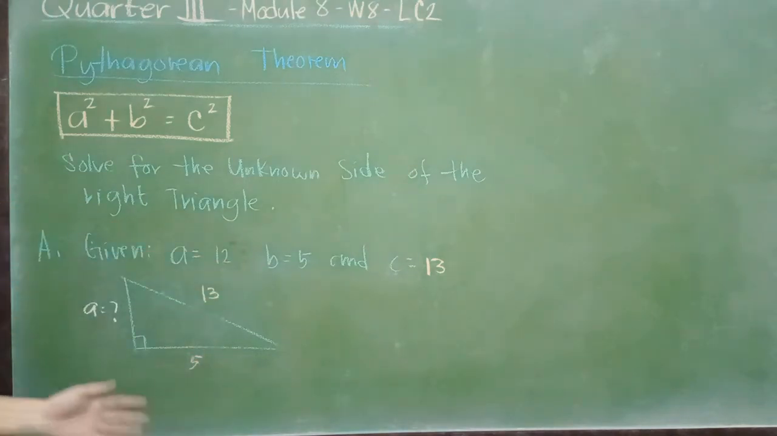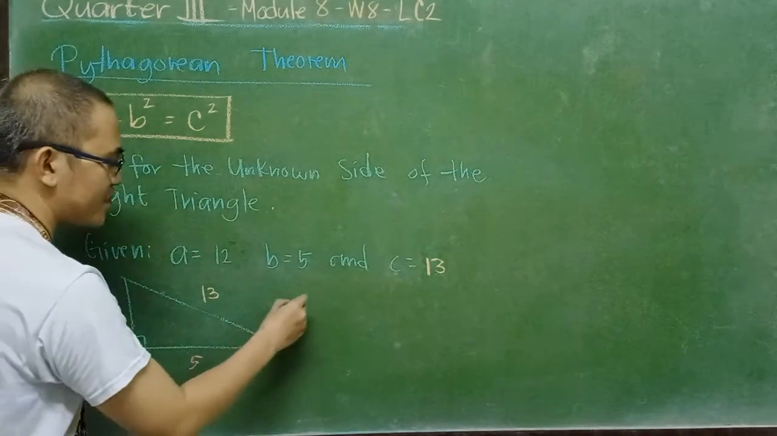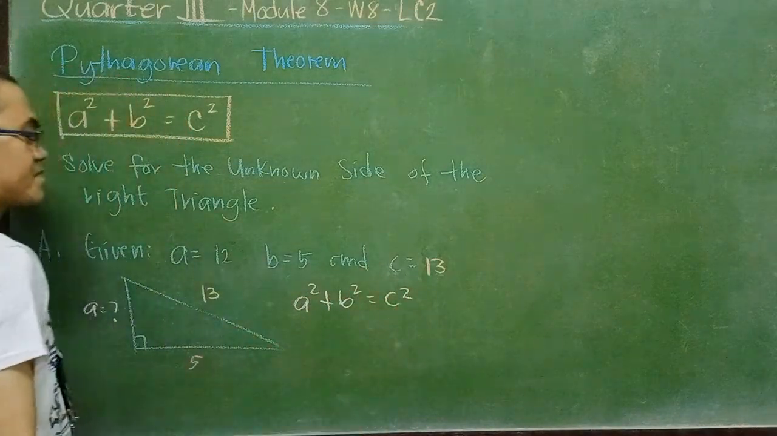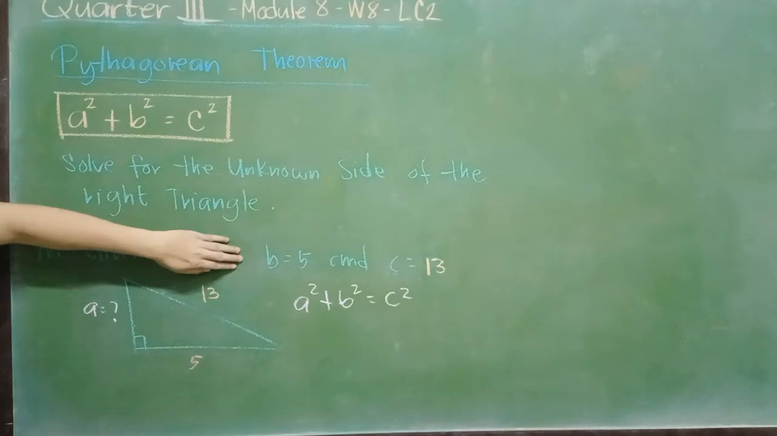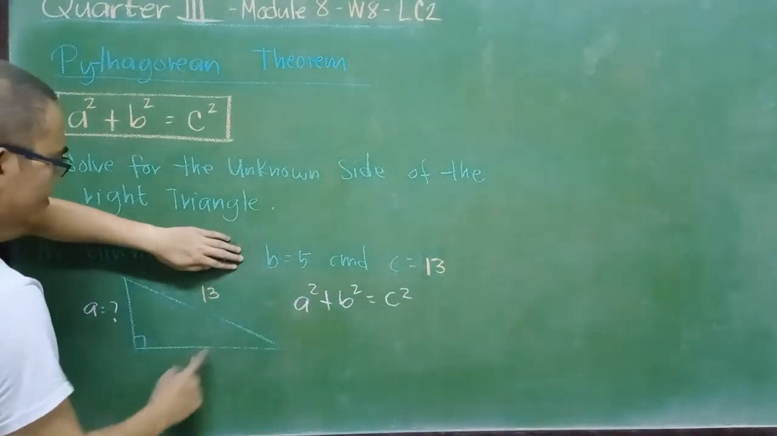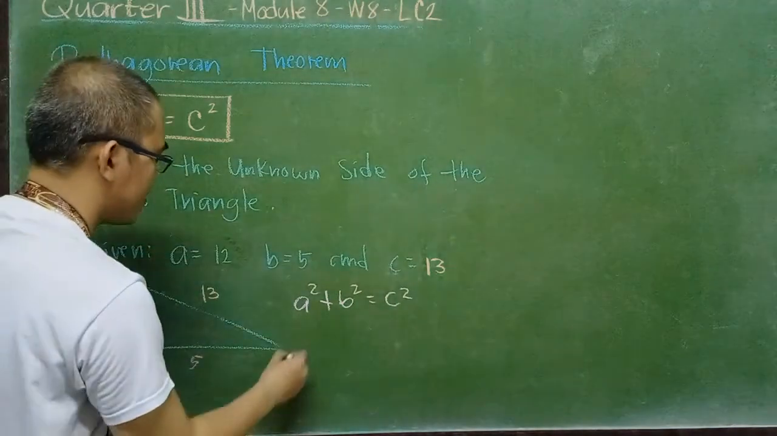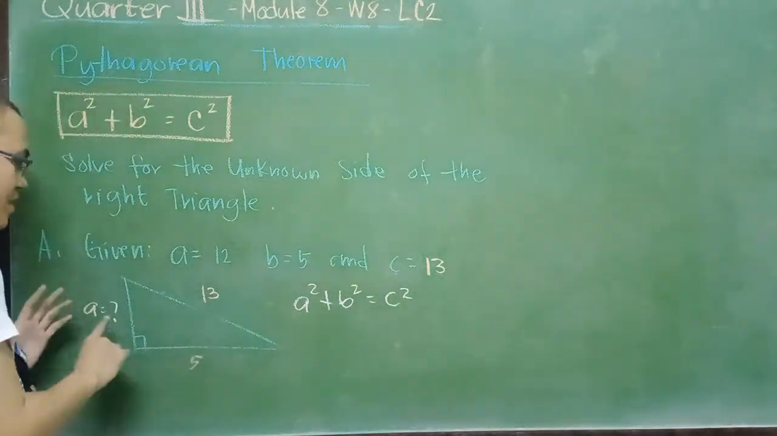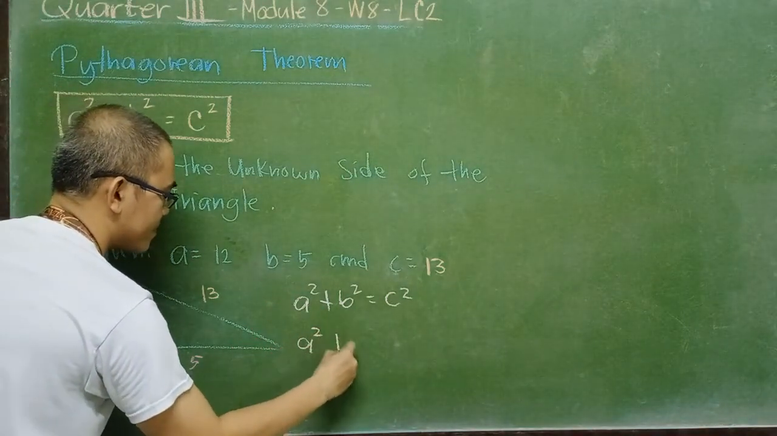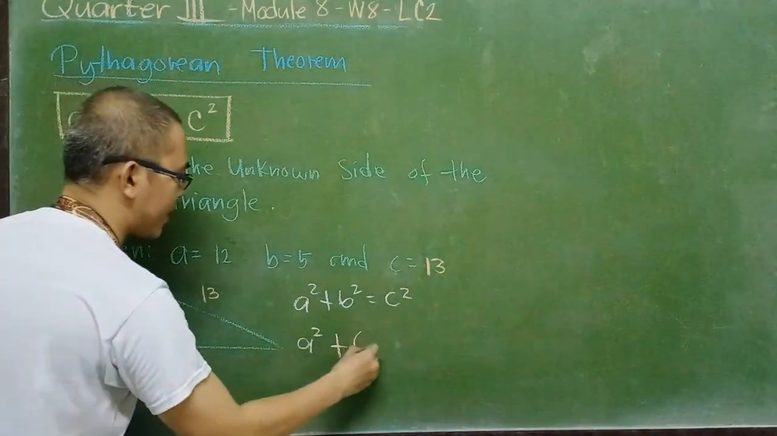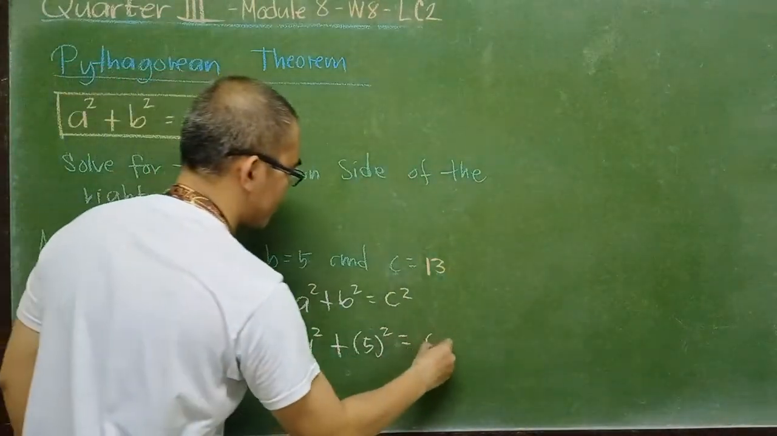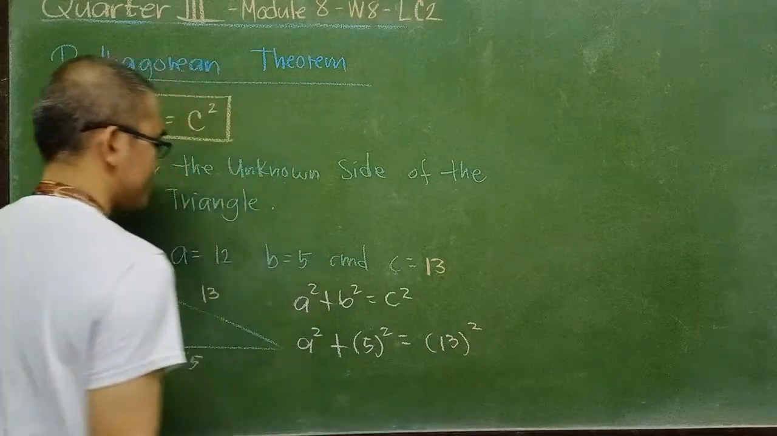So again, yung first step is isulat mo muna yung Pythagorean theorem. A squared plus b squared equals c squared. And then isubstitute mo yung values ng b, at saka yung c. So yung b natin is 5, yung c natin is 13. So since wala pa tayong value for a, you will just write a squared, plus yung b natin is 5 squared, and then yung c natin is 13 squared.